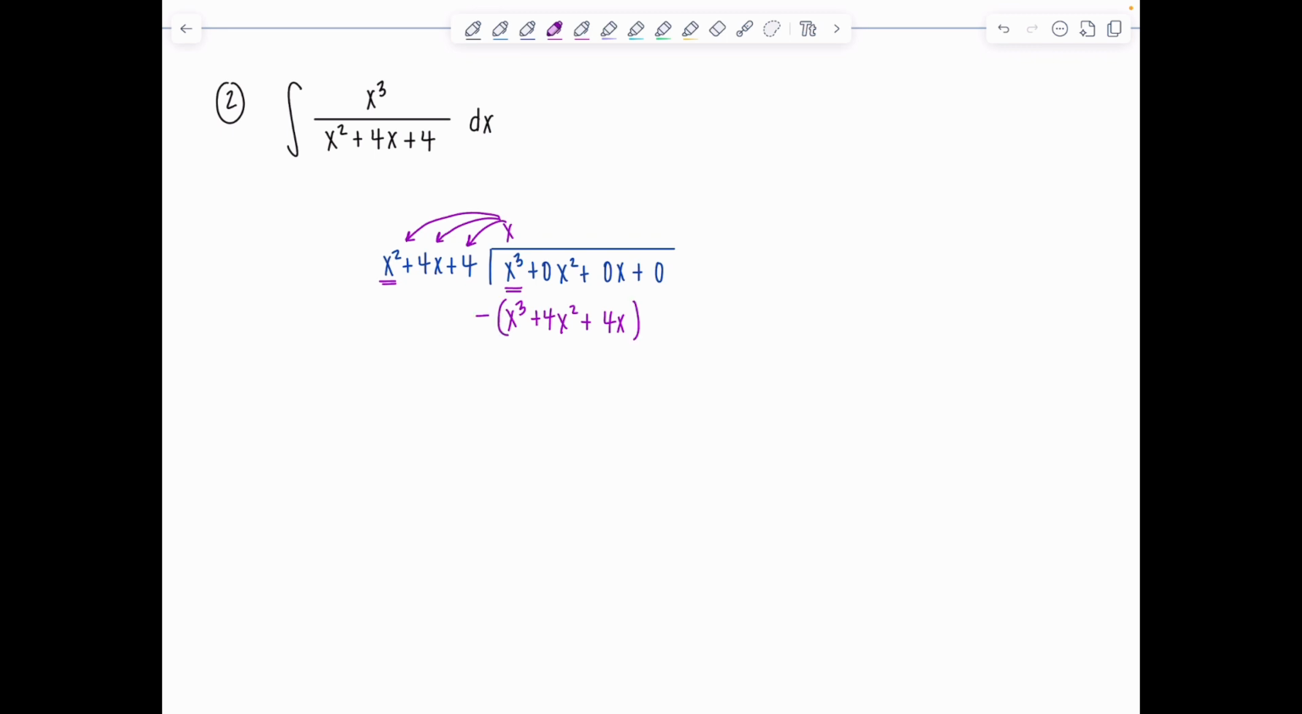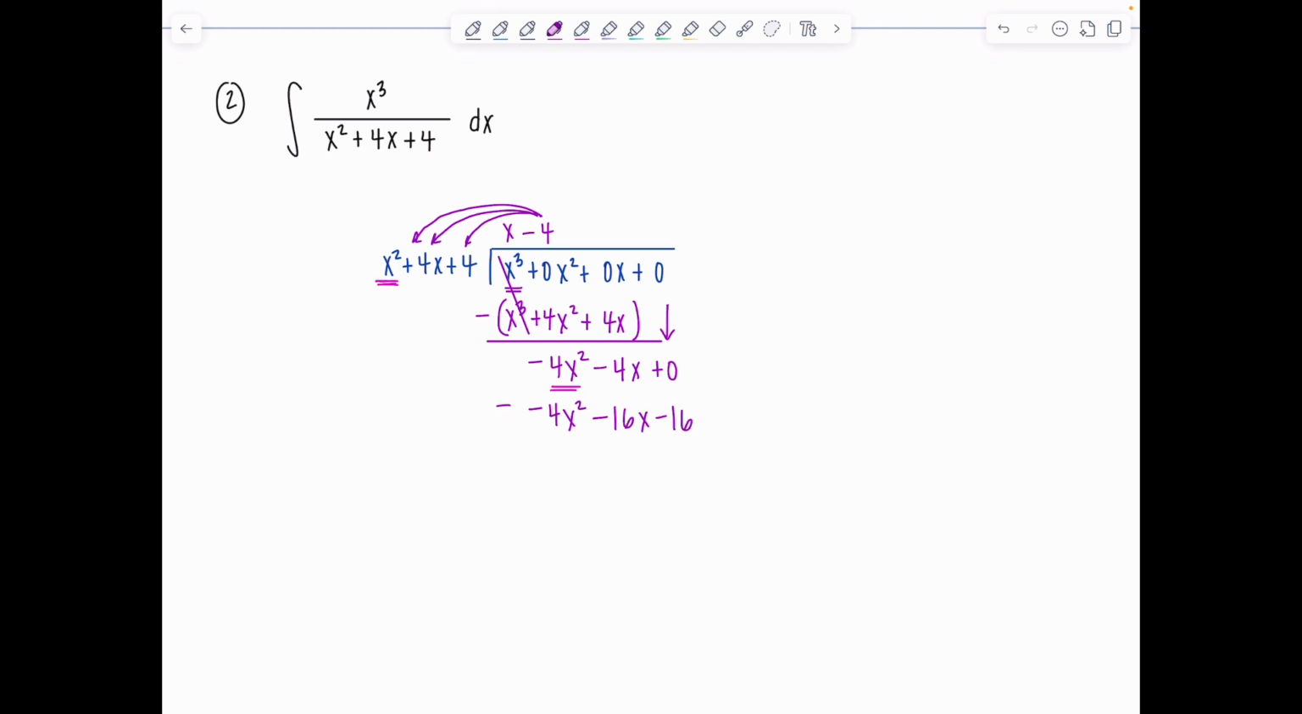And then subtract that from the row above. So this furthest entry on the left should cancel out, otherwise you messed up. And then this is minus 4x squared minus 4x. We can bring down the plus 0, sure, why not? Okay, then you repeat the process again. Just look at negative 4x squared and x squared. What do you multiply this by to make it negative 4x squared? Why, negative 4. Then that distributes to the divisor and you write the result underneath. So this will be negative 4x squared minus 16x minus 16.